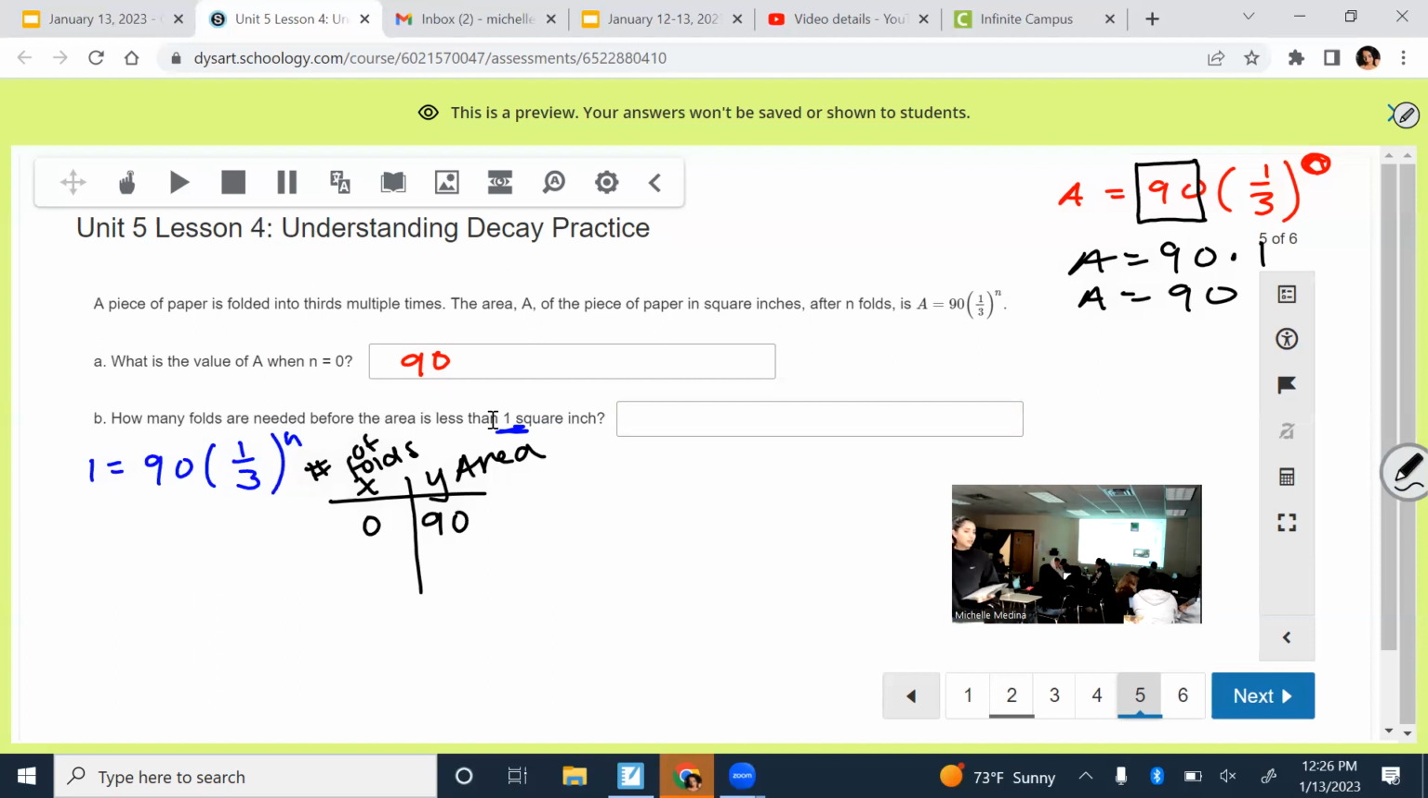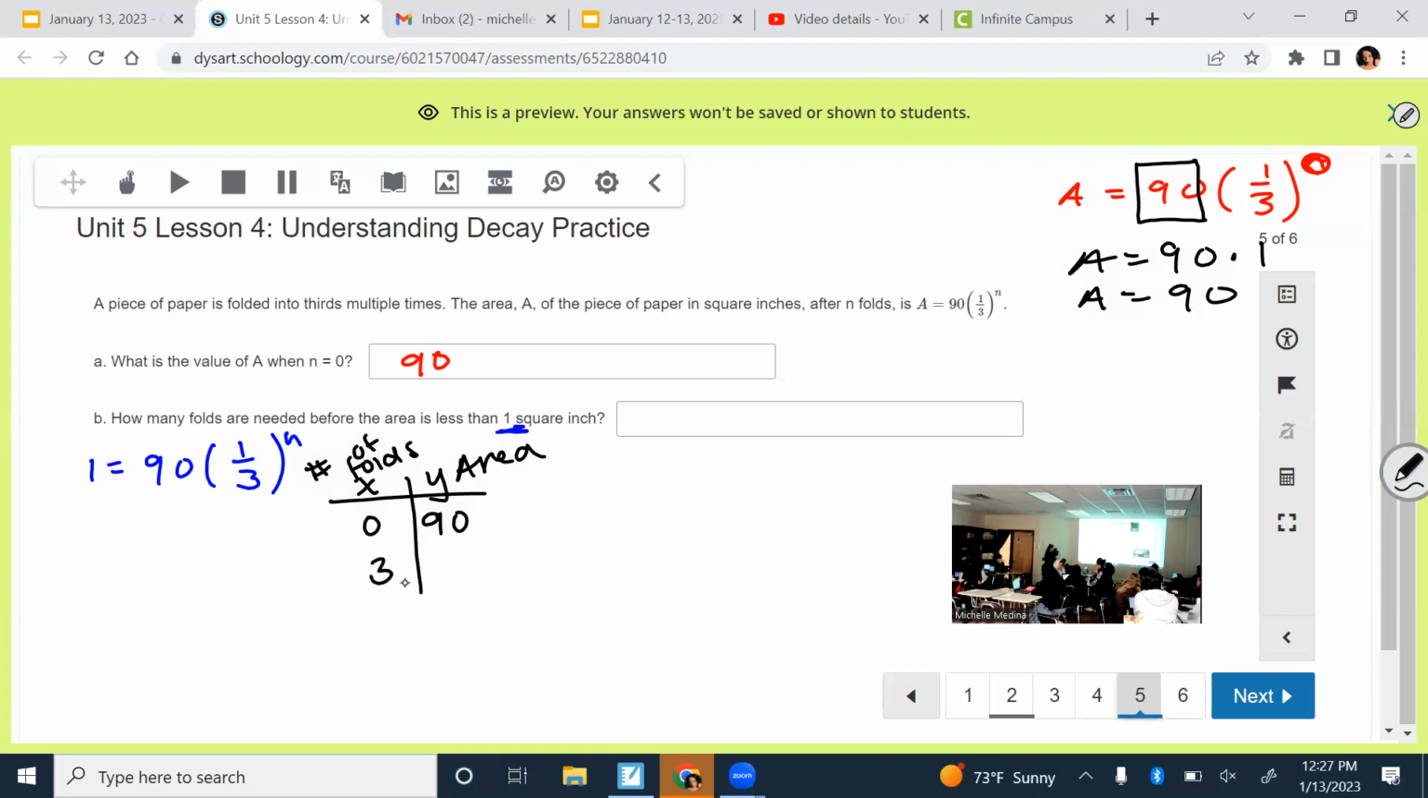Should I plug in negative numbers? No, why not? What is the N supposed to represent? So can I have a negative number of folds? No. Can I have a decimal number of folds? So I should be testing whole numbers. So what whole number do you think would probably be close, if when it's 0 it's 90?